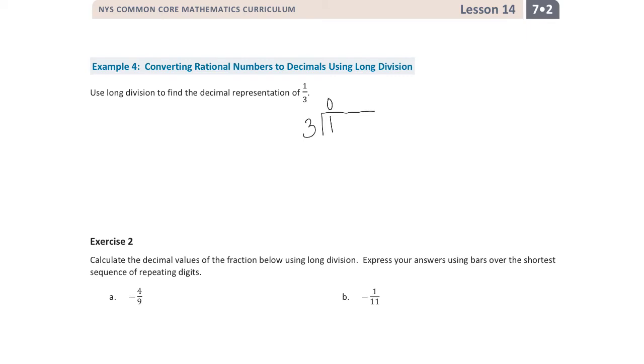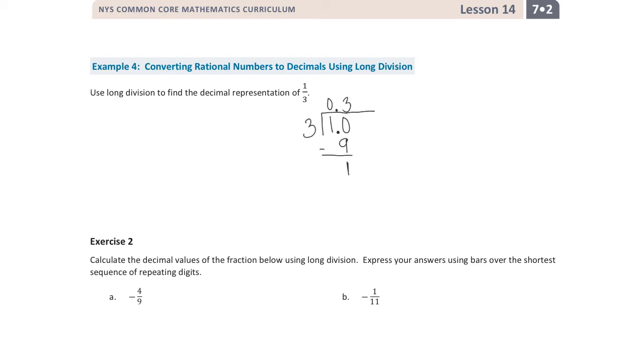Now that we're adding a 0, we know that this is going to be a decimal here, and so we need to add our decimals for the rest of our long division problem. We're going to add a 0 on the inside and say, how many times does 3 go into 10? Well, 3 goes into 10 3 times. 3 times 3 is 9. So we are going to subtract the 9 from the 10. So 10 minus 9 gives us 1.